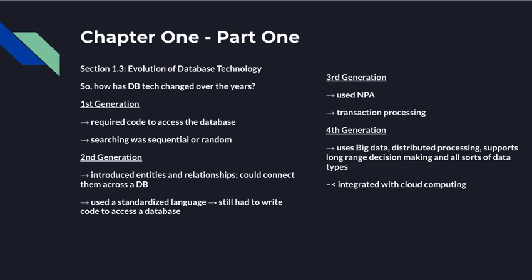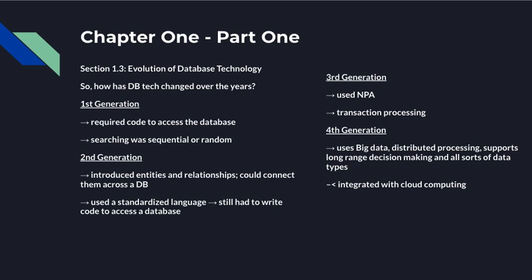Now, in the second generation, they moved towards introducing and using entities and then connecting them across tables with relationships, as we talked about. SQL was introduced. There was a standardized language to access the database, but you still had to write basic code for the most part to access these databases. By the third generation, they were using non-procedural language, and they were routinely processing through these pieces of automated work. There was transaction processing.